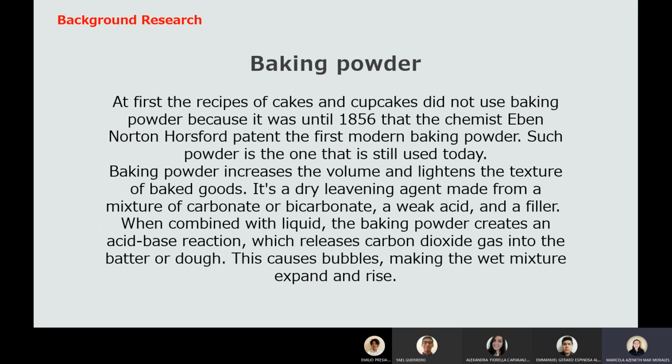Baking powder. At first, the recipes of cakes and cupcakes did not use baking powder, because it was not until 1856 that the chemist Eben Norton Horsford patented the first modern baking powder. Such powder is the one that is still used today. Baking powder increases the volume and lightens the texture of baked goods.